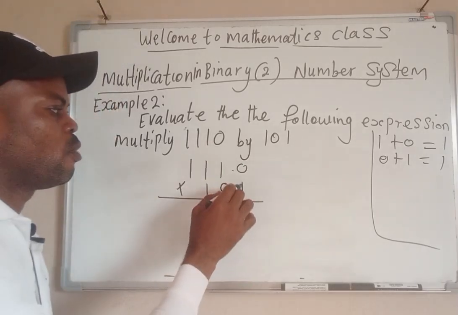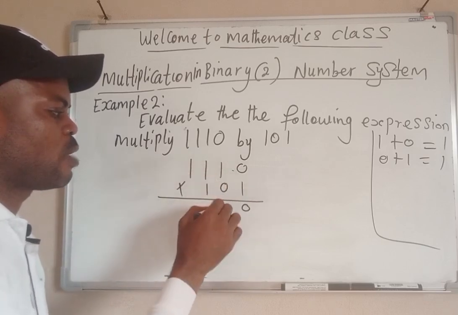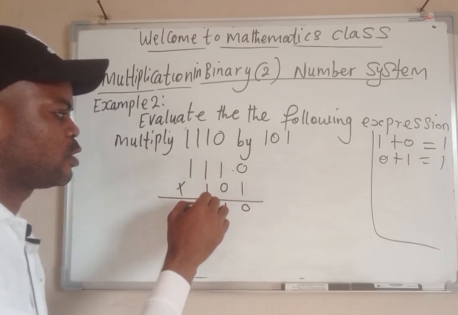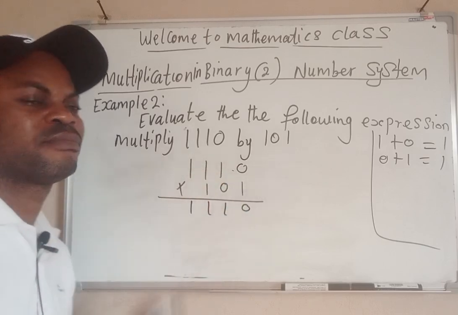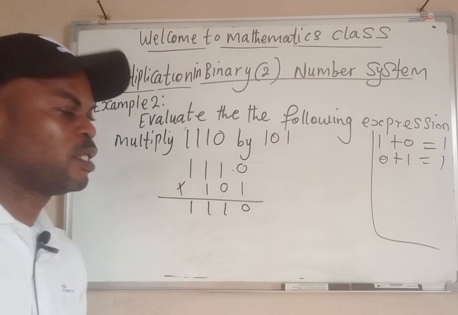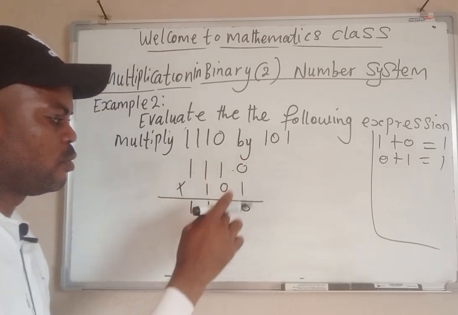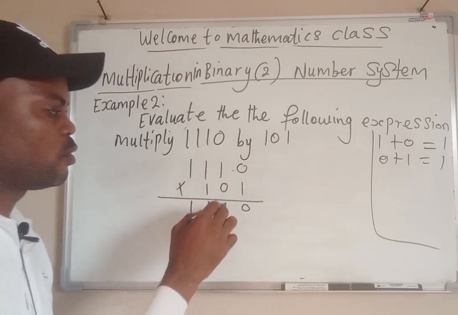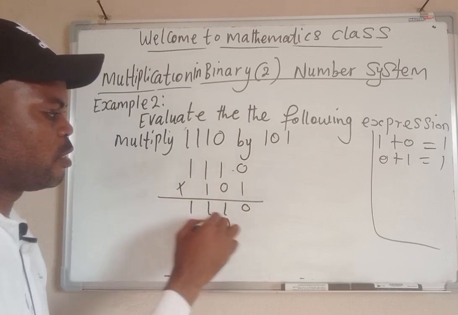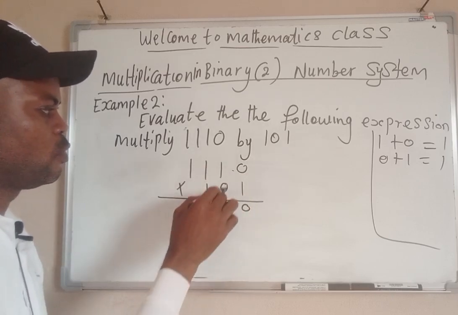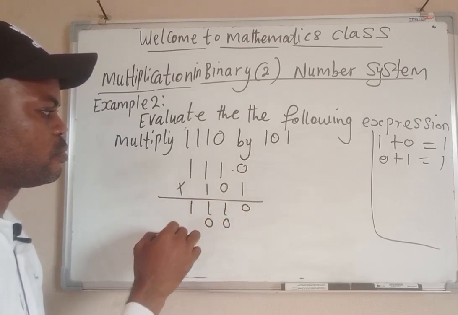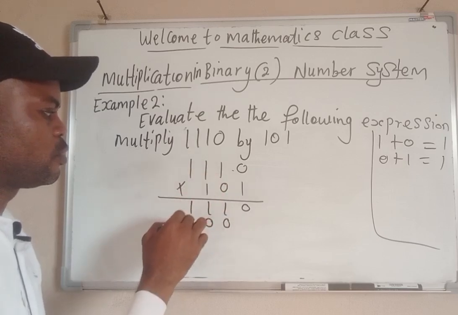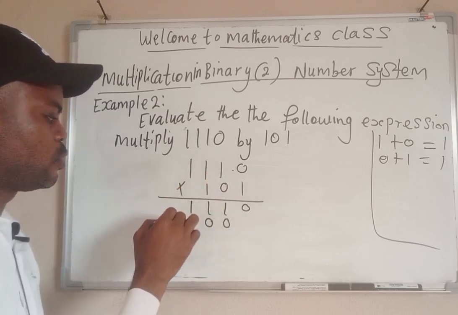So let's go. 1 times 0 is 0. 1 times 1 is 1. 1 times 1 again is 1. 1 times 1 is 1. The next, 0 times 0 gives you 0. 0 times 1 gives you 0. 0 times 1 gives you 0. 0 times 1 gives you 0.